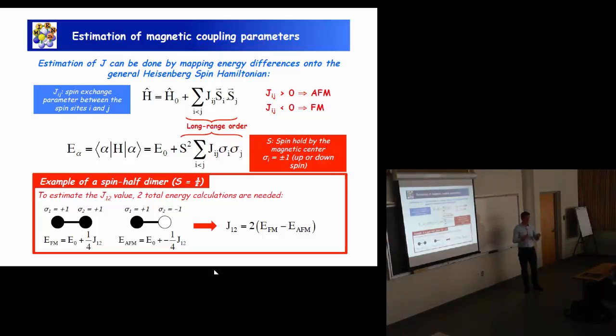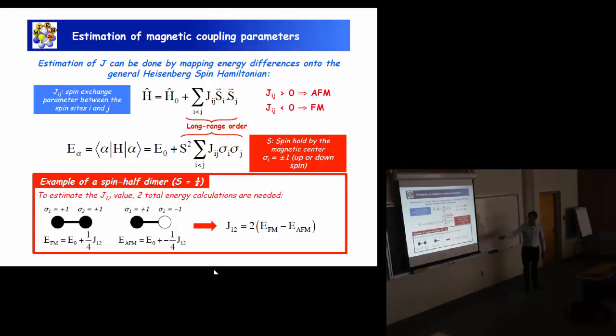Mapping analysis is simply the idea that we are using the broken symmetry, and we do a calculation for a ferromagnetic situation and an antiferromagnetic situation. When it is black, it is spin up. When it is white, it is spin down. So I do this dimer in a ferromagnetic configuration, and I do a second calculation for an antiferromagnetic situation.